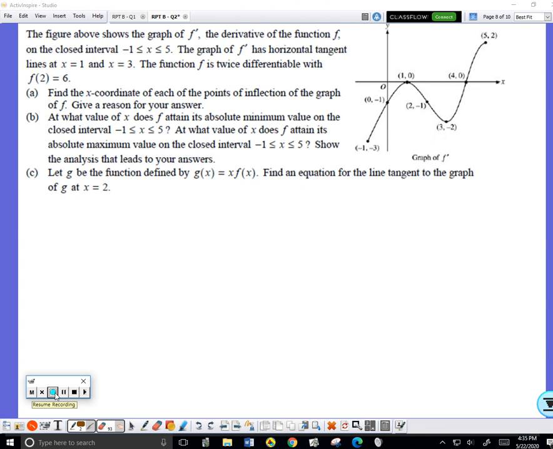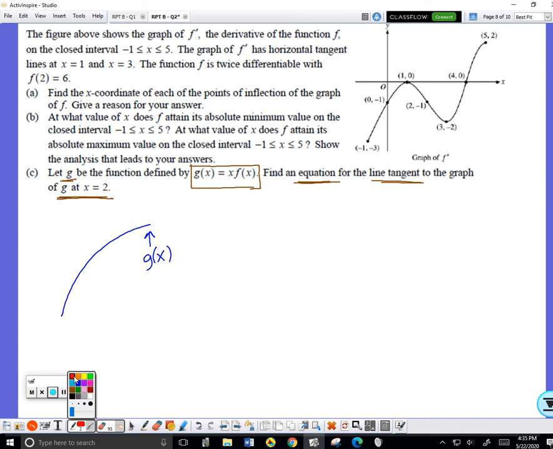Okay, part C. Let g be a new function, defined by this formula. Find the equation, not the slope, the equation of the line tangent to g. Read slow and careful again, at x equals 2. I didn't bring over the golden notes for this one because we've done it so much. We've got some graph that looks like g. You're trying to find the equation of a line that is tangent to g at an x-coordinate of 2.